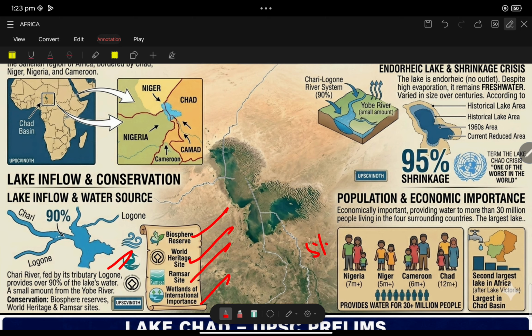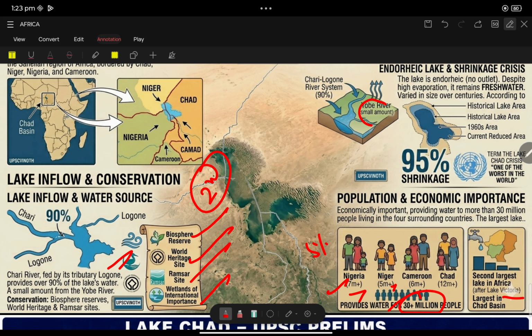It supplies water to Nigeria, where 7 million people depend on it, Niger 5 million, Cameroon 6 million, and Chad 12 million. Almost 30 million people depend upon this lake. Lake Chad is the second largest lake of Africa, after Lake Victoria. UPSC already asked a question with respect to Lake Victoria, so now they can ask a question with respect to Lake Chad. It provides fresh water to the Sahelian region.